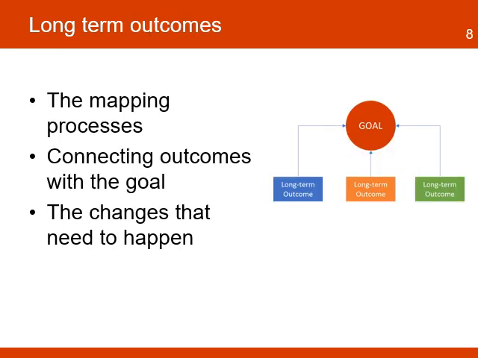The connection between outcomes and the goal describes the preconditions that must exist in order for the change to happen. This is the mapping process where the goal or impact is linked to the various long-term outcomes. These are the changes that need to happen in order to achieve the goal. These changes can occur in areas of behavior, attitudes, skills, relationship, policies. Labeling outcomes in different colors helps identify the different types of changes, for example, education, health, or nutrition.